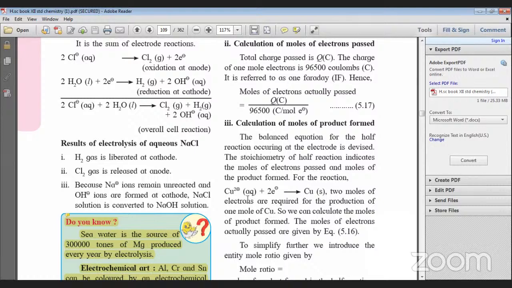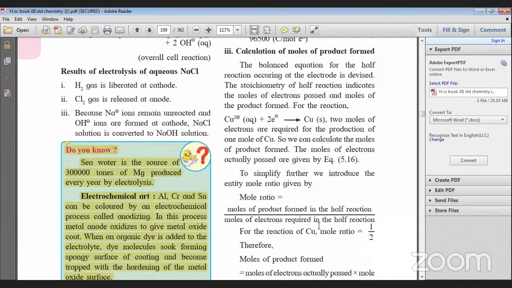Let's take a reaction like when copper ion accepts electrons. Now we know copper ion has a +2 charge. So definitely it will accept 2 electrons, and when it accepts 2 electrons, it will undergo reduction and form solid copper. 2 moles of electrons are required for the production of 1 mole of copper. If you want to produce 1 mole of copper, how many electrons are used here? 2 electrons.